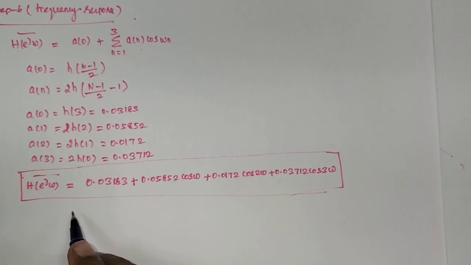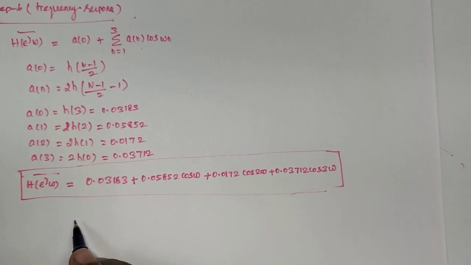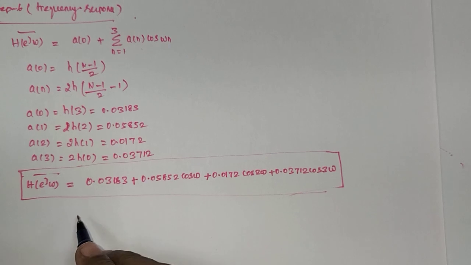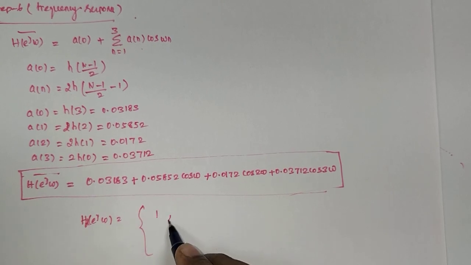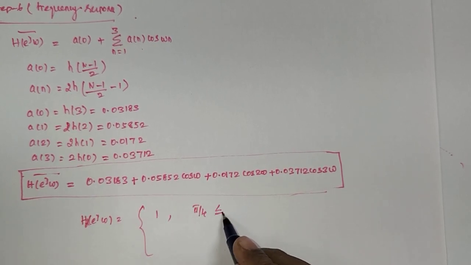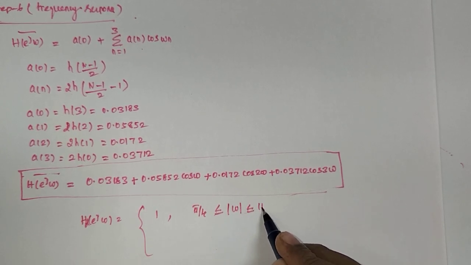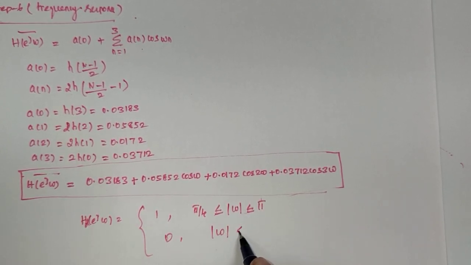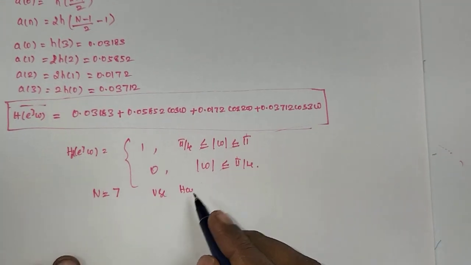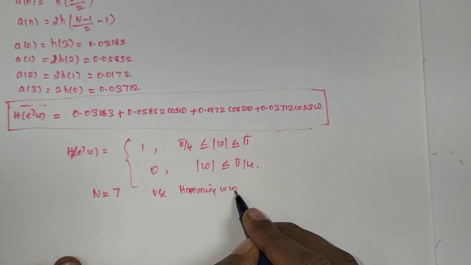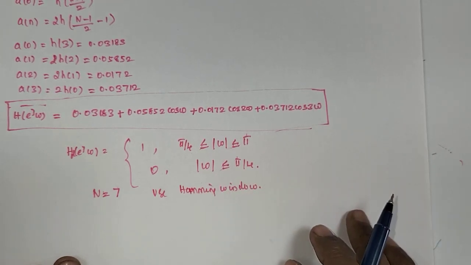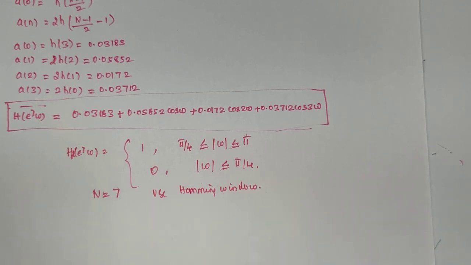Okay. Next, a small assignment problem for you. Work out this problem and post the answer in the comment section. That is, H_D of e power j omega is equal to 1 for the frequencies pi by 4 less than or equal to omega less than or equal to pi, and 0 for the frequencies less than pi by 4. Assume N is equal to 7. Use a Hamming window. Work out this problem and post the answer in the comment section.